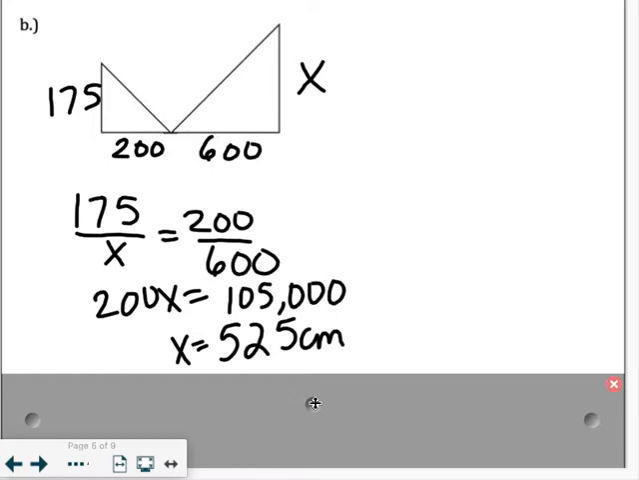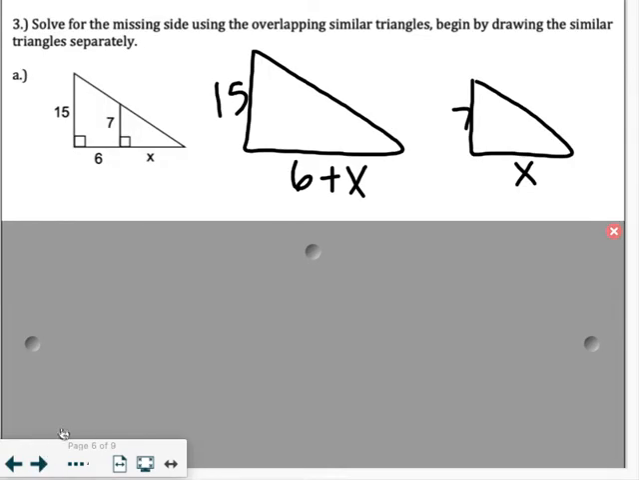Now we're going to look at some overlapping triangles. Another way to create similar triangles is when they are overlapping. These two triangles are similar because they both have this right angle, but they are both sharing this base angle. So we have this large triangle.